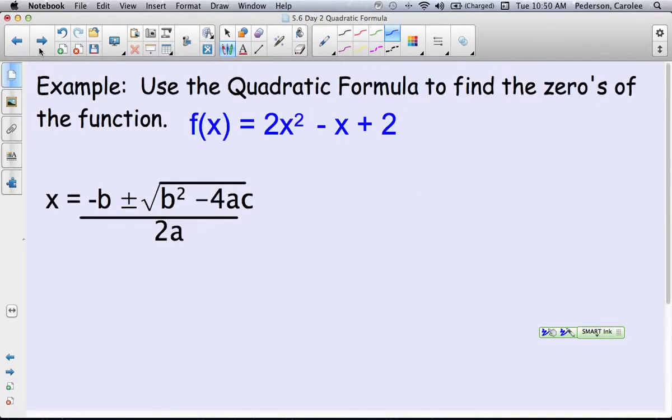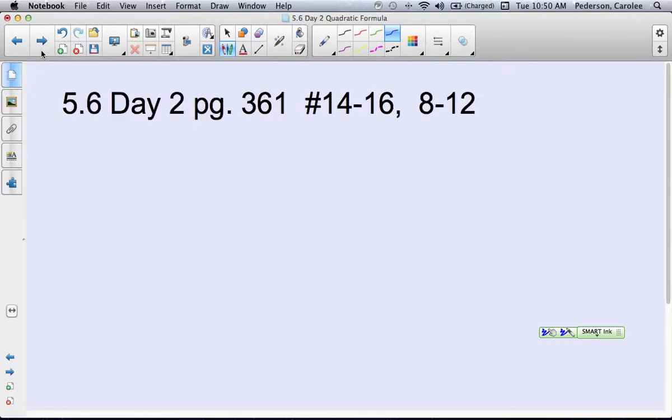Here is a continuation of this example. I think we're going to skip it since we just did one that is very similar. Here is the homework on 5.6 day 2, page 361, 14 through 16, and then 8 through 12.